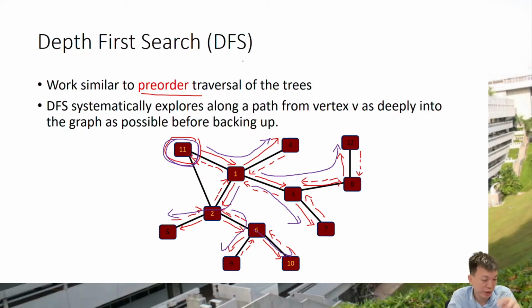Otherwise, you will fall into a loop forever, and your program cannot stop. So you expect that you need to do something similar to the previous one. You need some marker to indicate that this node is already visited or unvisited.